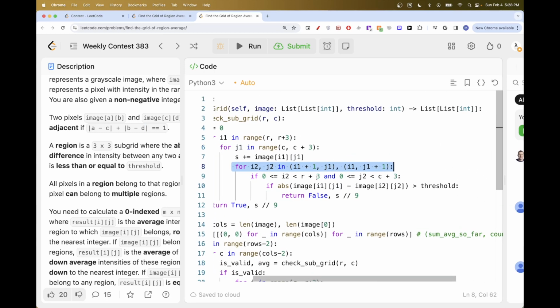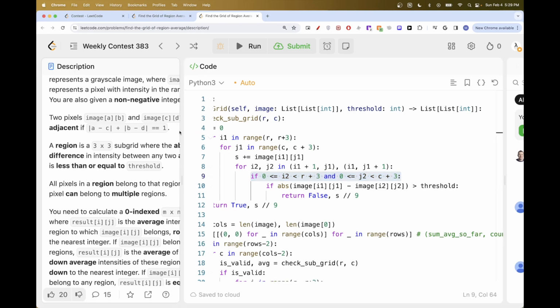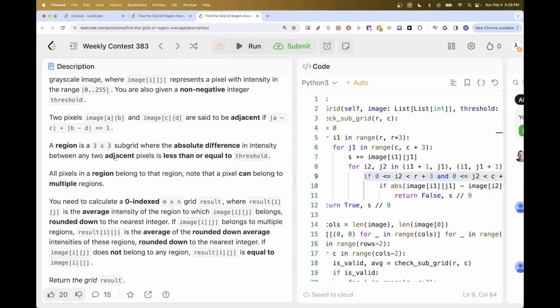Now we need to make sure that we are still within the bounds, in case we are at the last row or the last column, so that's just what we are doing here. But once that's the case, now we constructed i2 and j2 that is adjacent to i1 and j1. So we need to check if we find any occurrence where the difference is bigger than threshold, then that means this is not a region. But if all of them are smaller or equal to threshold, then we can return true.